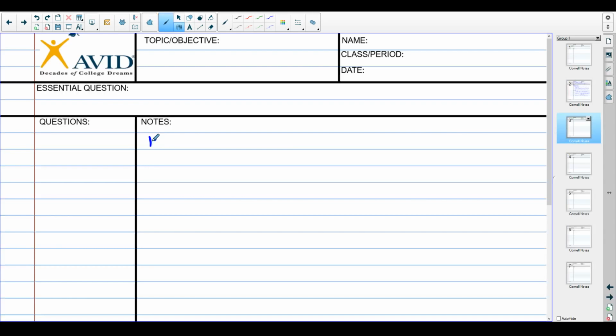So star, oof, I need to practice my writing more.